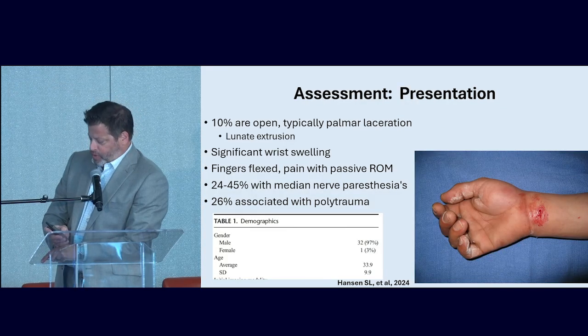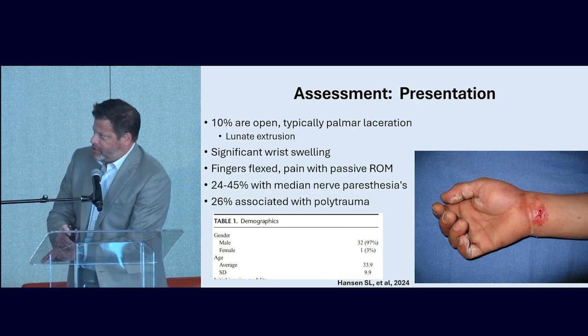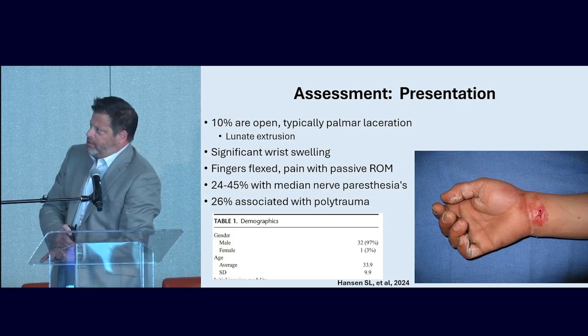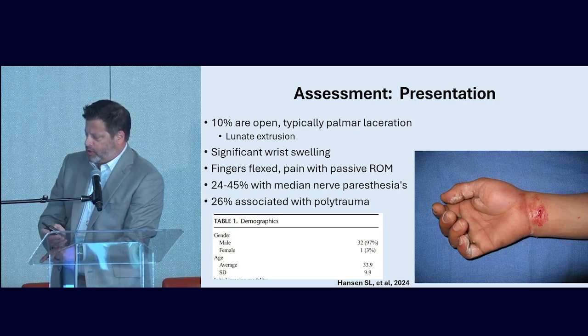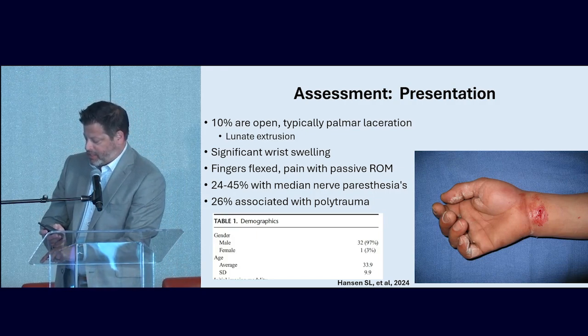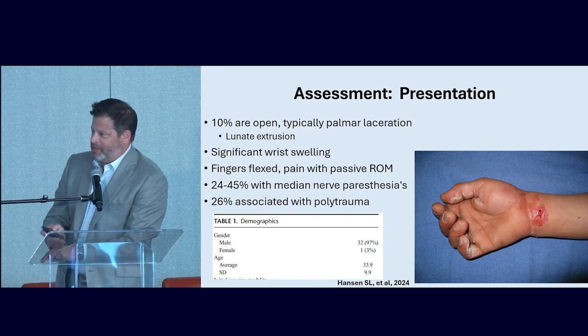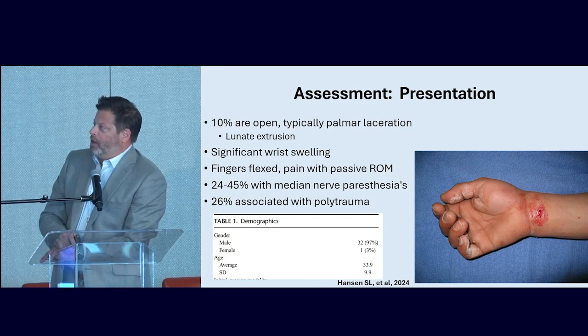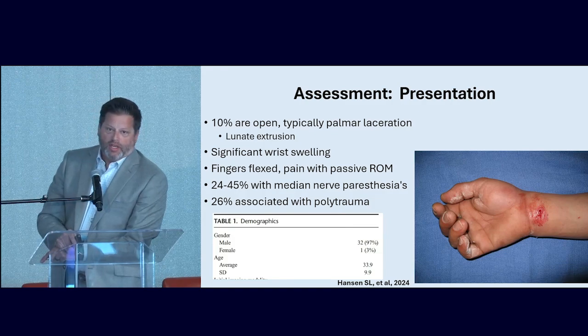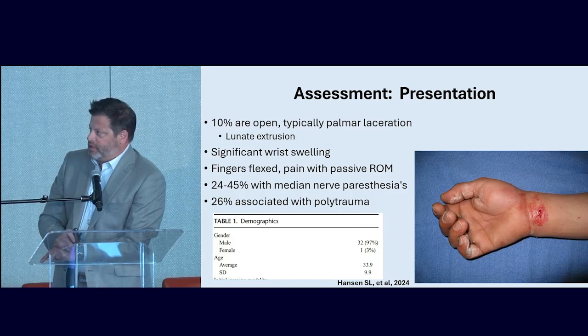So the presentation, and it's interesting when you look at these presentations, you read that 10% are open, typically with a palmar laceration, and I was looking through my cases and actually found one of my patients with exactly that, where he had an open injury from a perilunate dislocation. These patients come in with very significant wrist swelling, so you have a high level of suspicion. The fingers are flexed, they have a lot of pain with passive range of motion, and it's variable, and a lot have median nerve paresthesias.